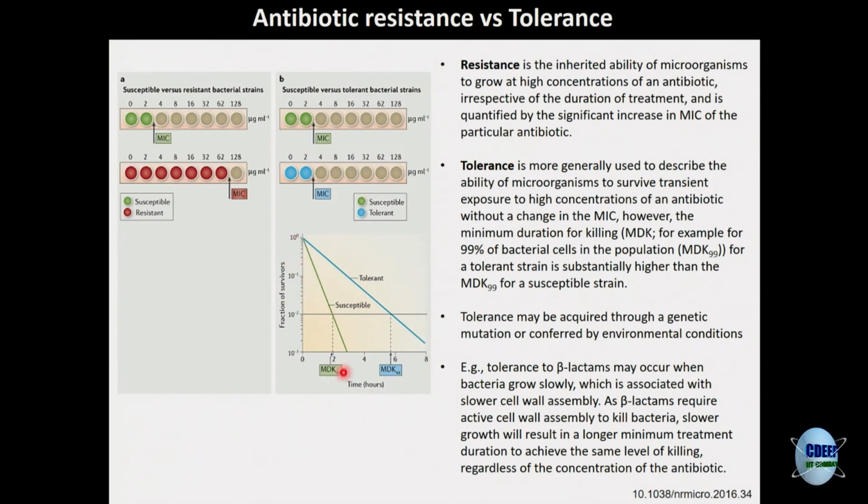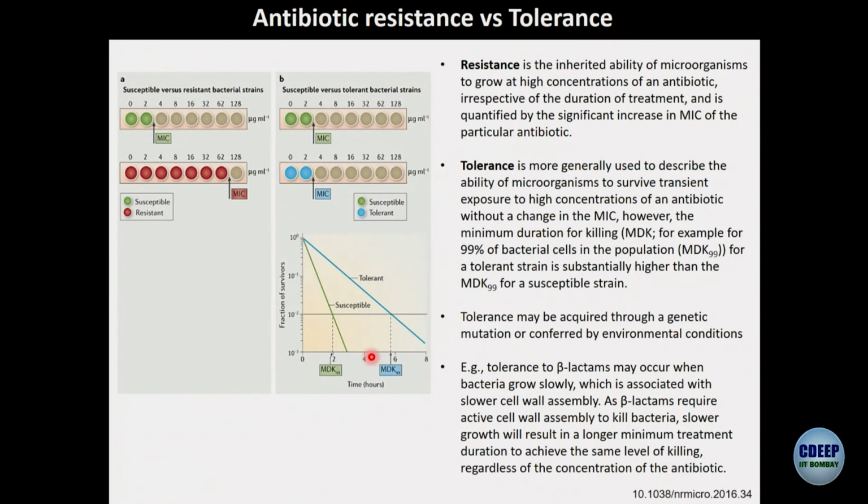So the minimum duration to kill 99% of bacteria is going to significantly increase, and that is what is prevalent over here. This is the susceptible population, and this is the MDK99 value over here, and this is the tolerant population. It is also going to die. If you incubate this for 16 hours, you will not see any difference in the MIC value. You see, these wells did not grow, these wells did not grow, so the MIC is the same. But over here, the MDK99 is significantly higher compared to the susceptible population. So that is a tolerant population, or antibiotic tolerant population.